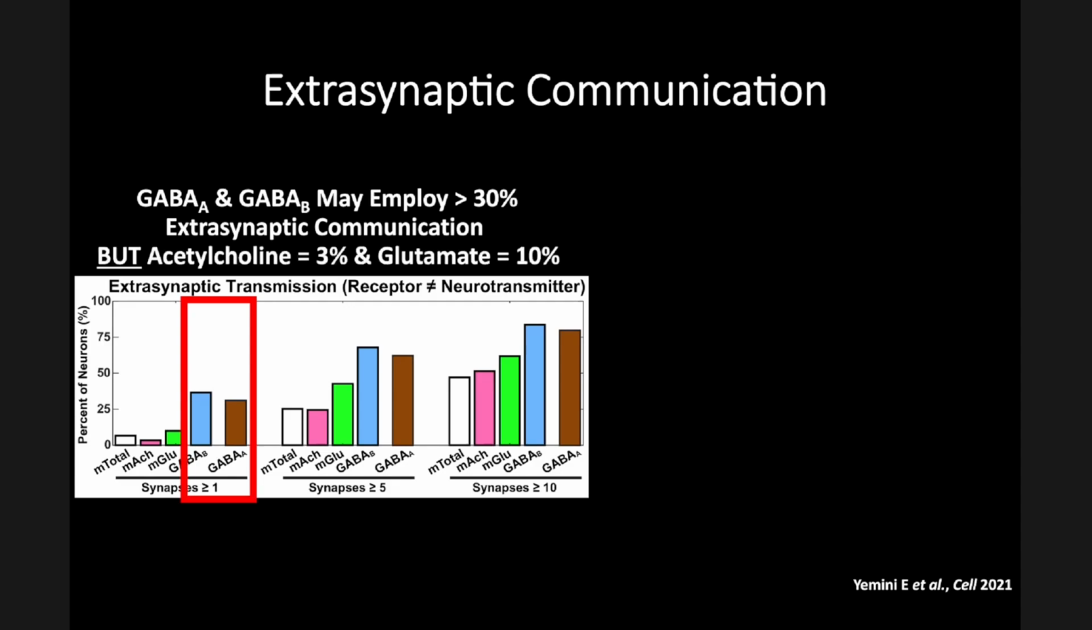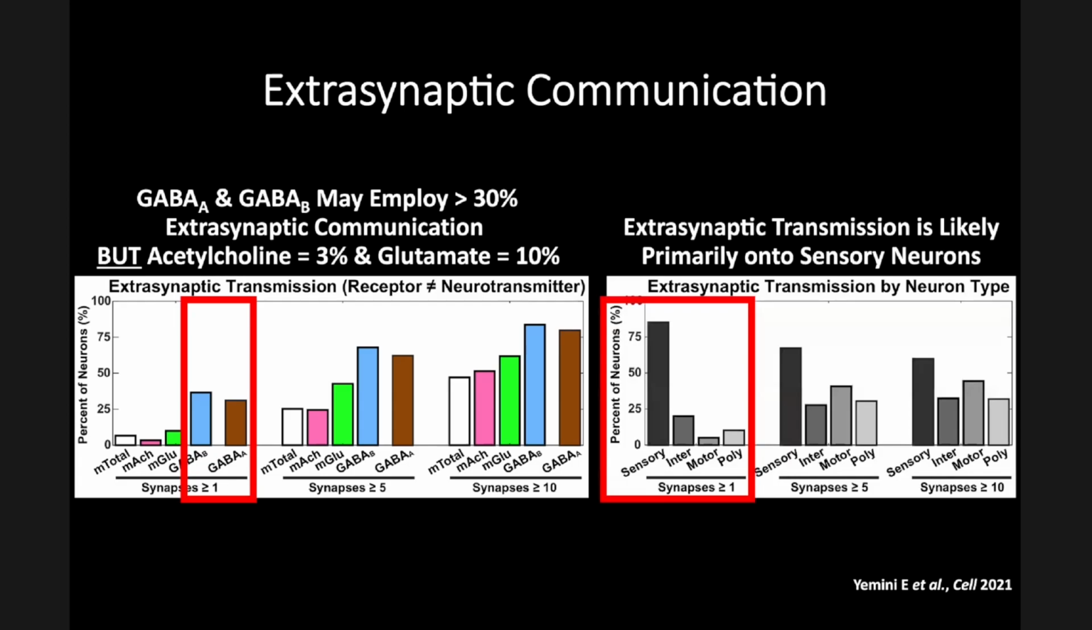The same is not true for the cholinergic and glutamatergic metabotropic networks. There we see far less spillover, or potential for extrasynaptic communication. And then I think the next natural question for people who are interested in neural communication is, well, what are all these neurons that are listening for GABA that aren't synaptically connected to a neuron that releases it?